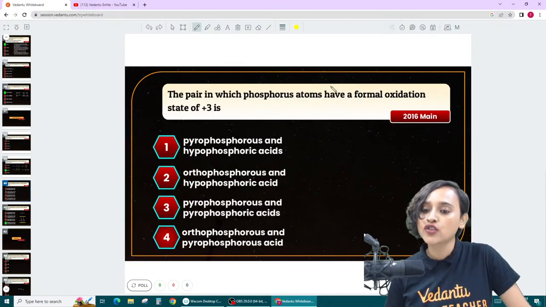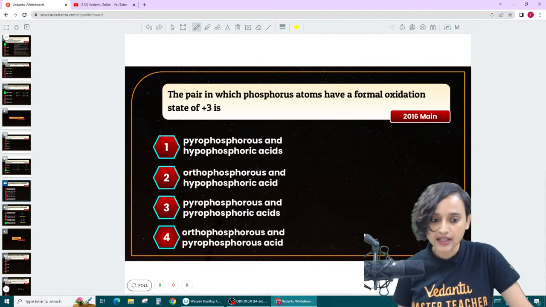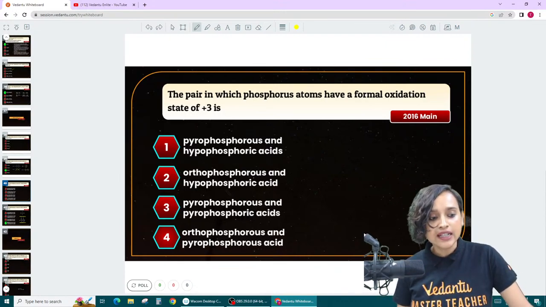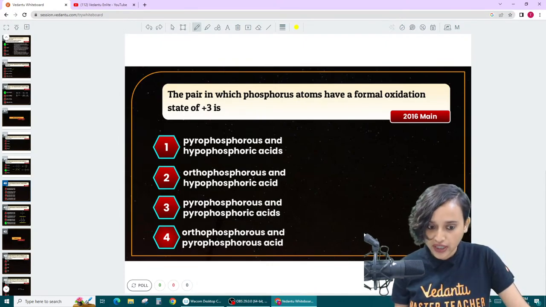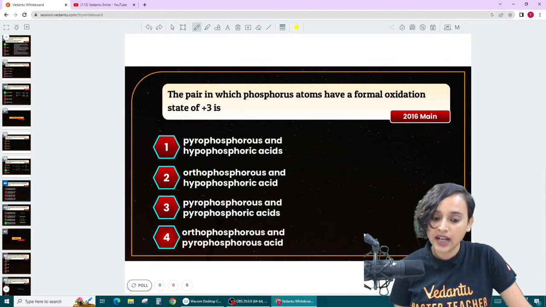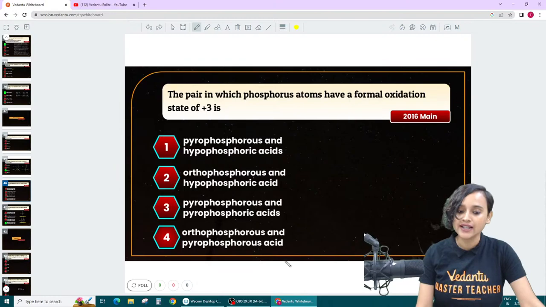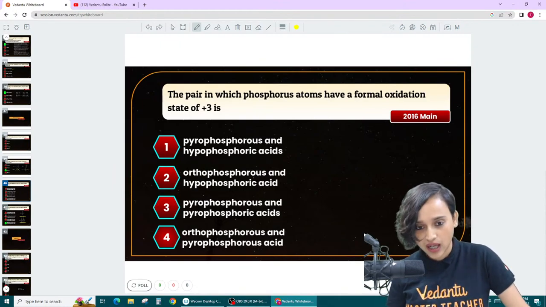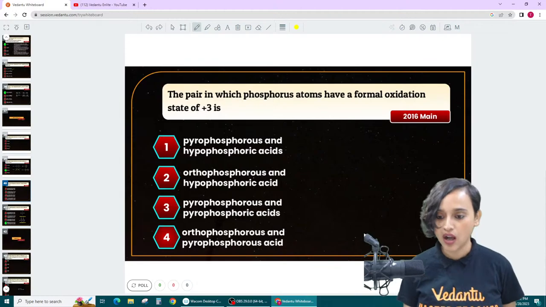The pair in which phosphorus atoms have a formal oxidation state of +3 is. Is it option 1, pyrophosphorus and hypophosphoric acid? Option 2, orthophosphorus and hypophosphoric acid? Pyrophosphorus and pyrophosphoric acid? Or orthophosphorus and pyrophosphorus acid? What is the correct answer? Because I know the answer, it is option 4. But let me tell you how.